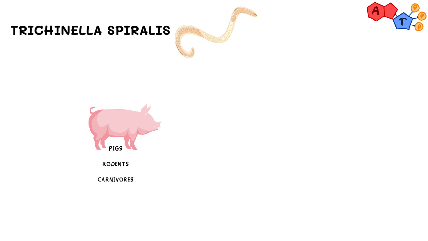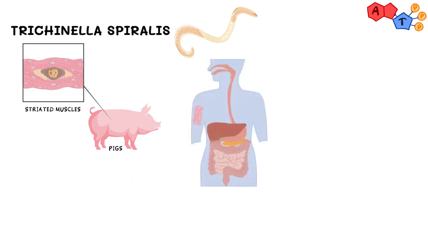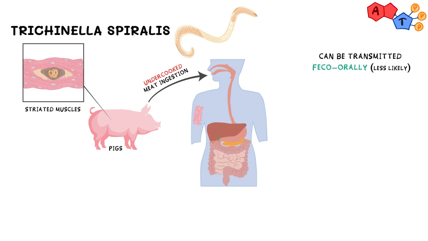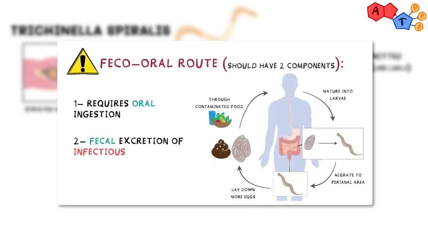Pro tip: always link spirals to striated muscles, which is where it's found in animals and the structure that it invades in humans. Trichinella spiralis is transmitted through ingestion of undercooked meat, pork in particular, or other infected animals. Less likely, it can be a result of the fecal-oral route. Please note that although both ways include oral ingestion of encysted larvae, they are considered different. Fecal-oral route requires a cycle of oral ingestion and then fecal excretion, which can transmit the pathogens to other humans, similar to what we saw in Enterobius and Ascaris.